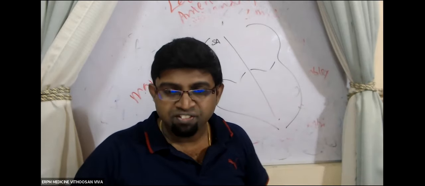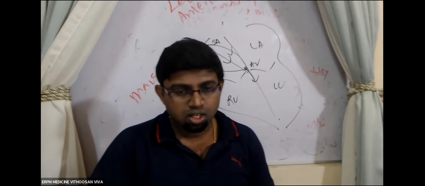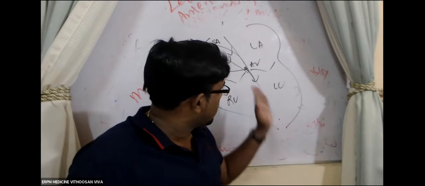So the current starting from the SA node comes to a node here called the AV node. It comes via these atrial muscles. Now from the AV node, it comes to the ventricle. This is your right atrium, this is your left atrium, this is your right ventricle, and this is your left ventricle.